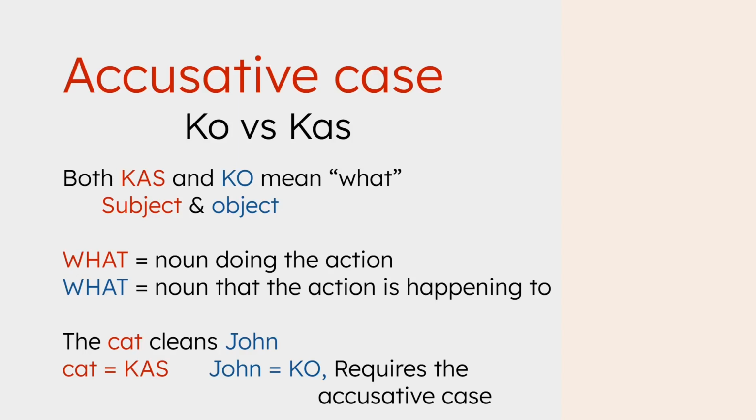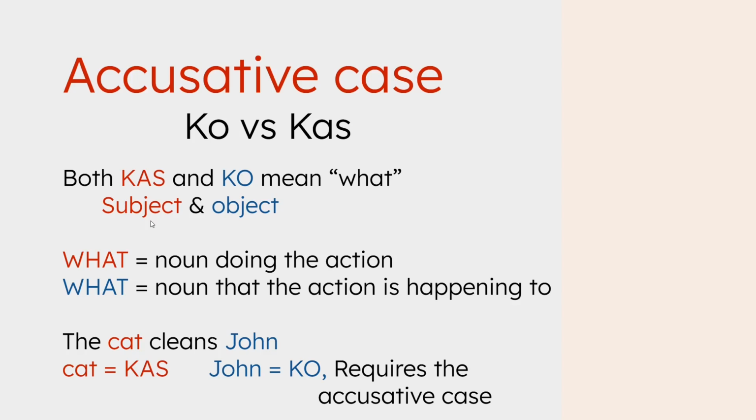Now let's move on to the accusative case. This is kua versus kas. Now when we translate that into English, we get what and what, because they mean the same thing. Now if we were going more into linguistics, then we could describe these words actually as subject and object. Now, if you've never heard what a subject or an object is, it's okay, it's a linguistic thing. Let me explain what these mean.